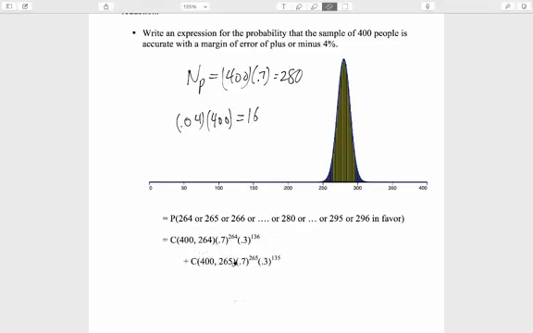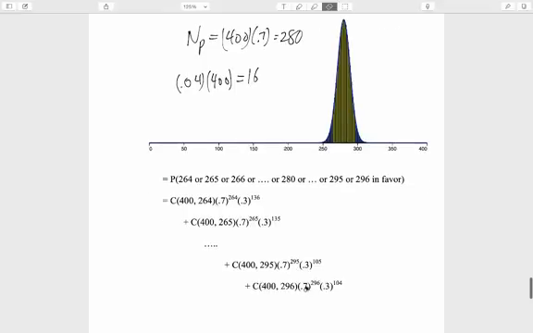Then we have plus the probability of exactly 265 in favor, etc., all the way up to plus the probability of 295 in favor, plus the probability of exactly 296 in favor. If we didn't have a nice web page that with a few keystrokes would compute this for us, this would be a painful amount of work sitting there with a calculator computing each application of the binomial model.